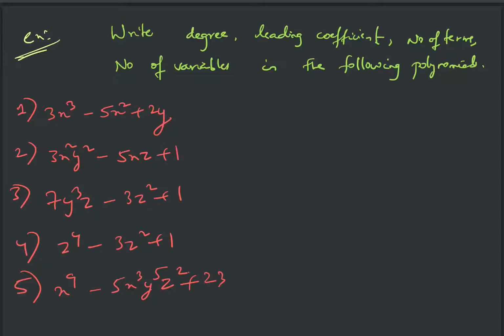So these are 5 examples. So you can pause the video and try this. You need to write the degree, the leading coefficient, the number of terms, and the number of variables in the following polynomials.